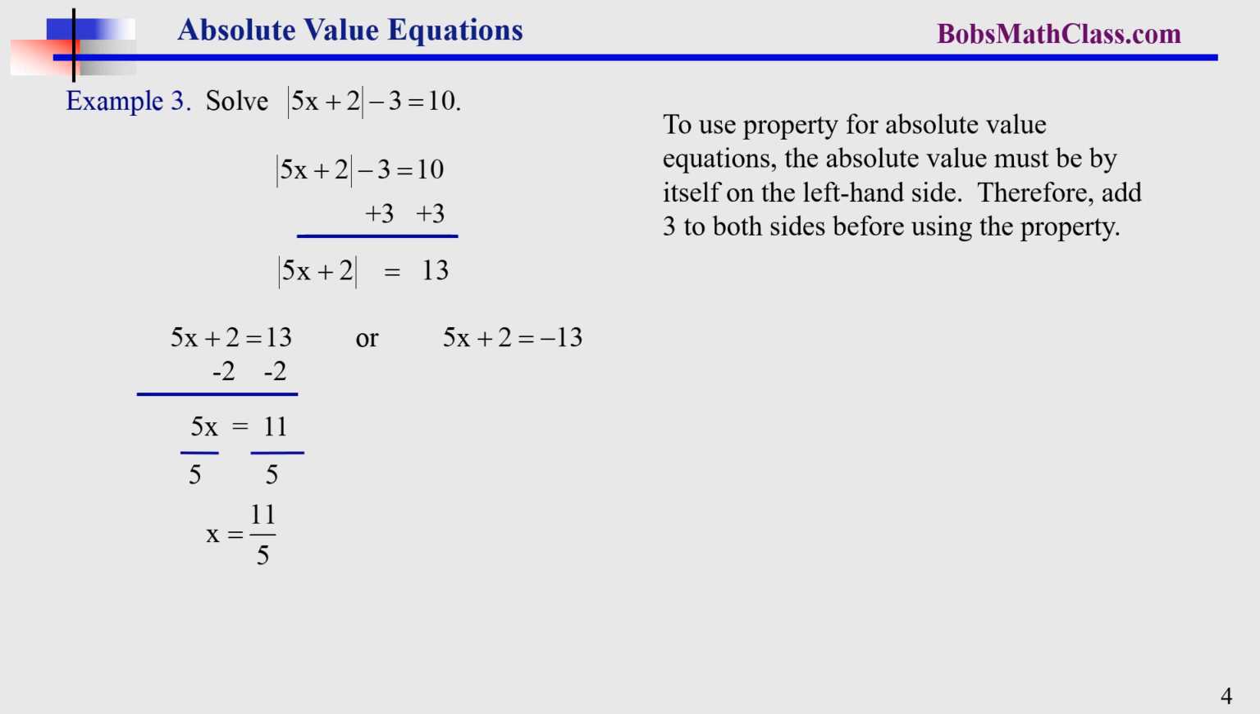Now solving the equation on the right. Subtract 2 on both sides. That gives us 5x equals negative 15. Divide by 5, and you get negative 3. So writing our solution set, negative 3 and 11/5.